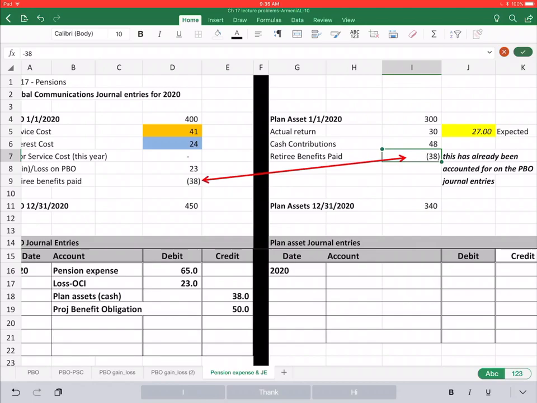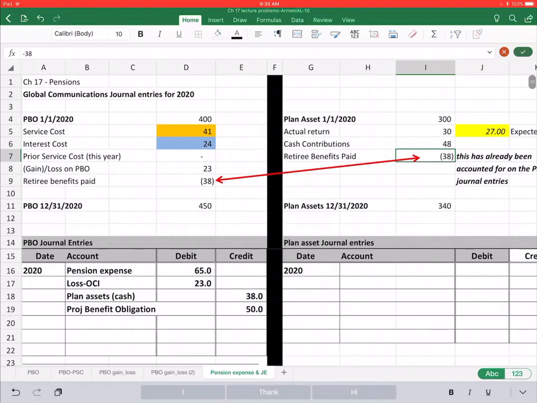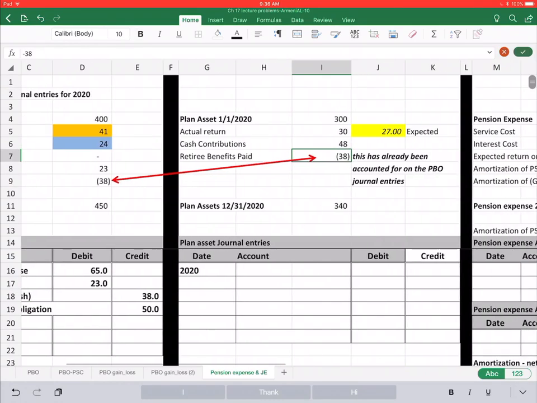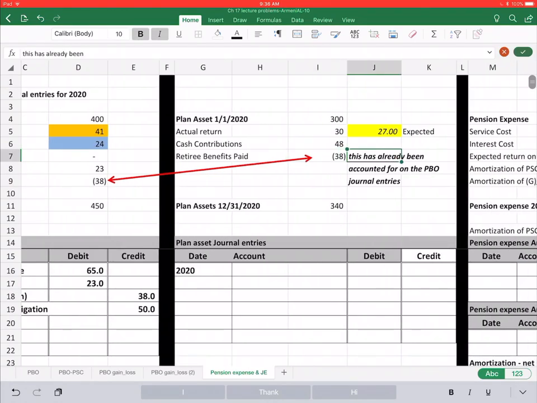Notice this 38 million that was decreasing our plan asset account because we paid retirement benefits is directly related to this 38 million. So if you see down here, we already made the necessary journal entry to account for the $38 million that was paid out of our plan asset account. So we don't have to make that entry again. We already did it. So for this $38 million here in our plan asset column, notice I made the note: this has already been accounted for on our liability entries. You don't have to do it again.